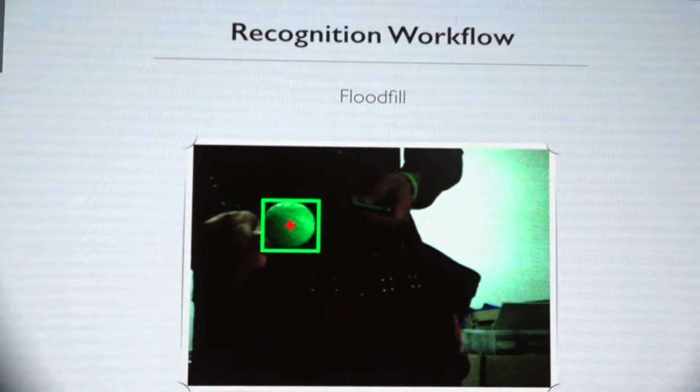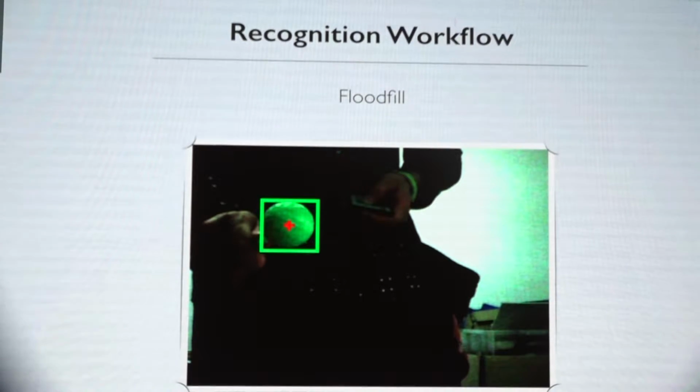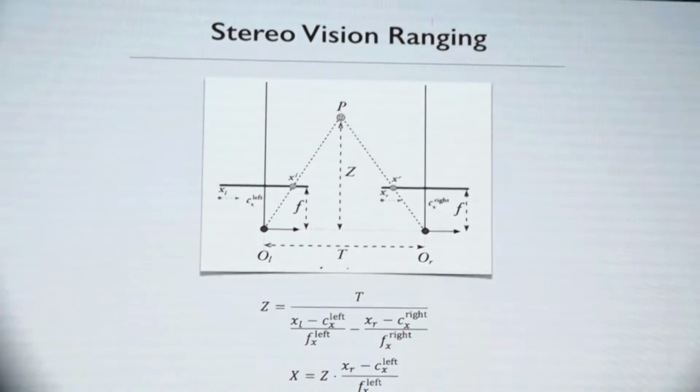Okay, so now we know the coordinates of the pen on both cameras. But they're actually coordinates on the screen, not in the real world. So we have to find the real world coordinates, and this is done using a simple formula from stereo vision. This is just a little bit of geometry.